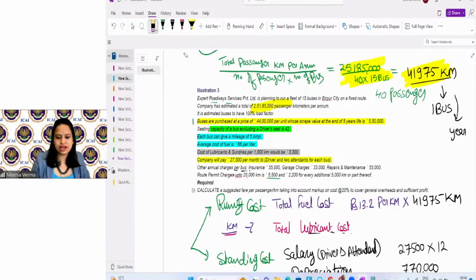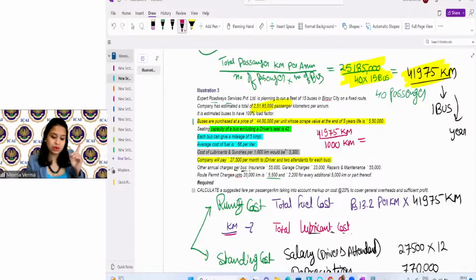You can see that the bus is running for 414,975 kilometer. And we know that after every 1000 kilometer, lubrication is required. If you divide these two values, you will find how many times the lubrication is required. If you divide it, it will come as 4.1975.